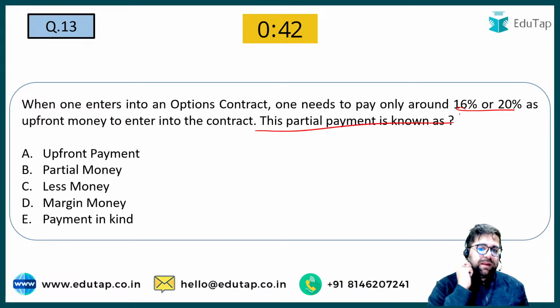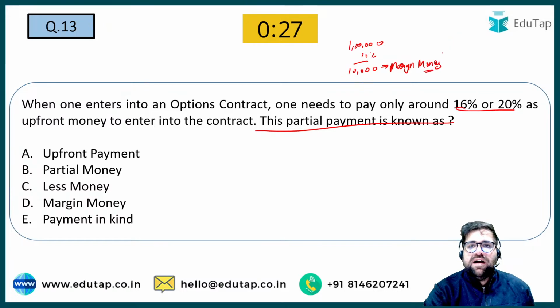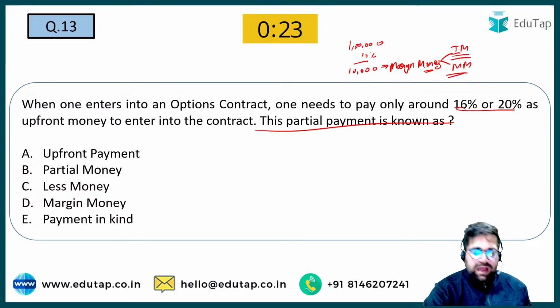This partial payment is known as what? For example, the contract value is 1 lakh, but you are just paying 10%, which is 10,000. This 10,000 is basically known as your margin money. Now there are two types of margin money: initial margin and maintenance margin as well. I hope you know it.